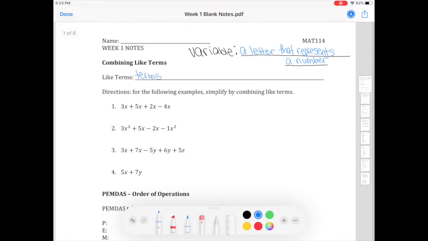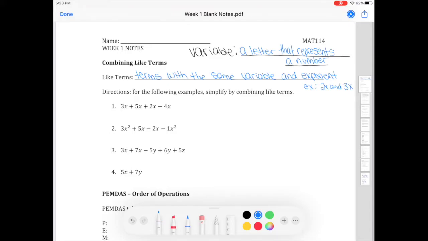So before we can start combining like terms, you need to know what a like term is. So a like term is essentially terms with the same variable and exponent. So again, like terms are terms with the same variable, which means letter, and exponent. So just some quick examples off to the side here.